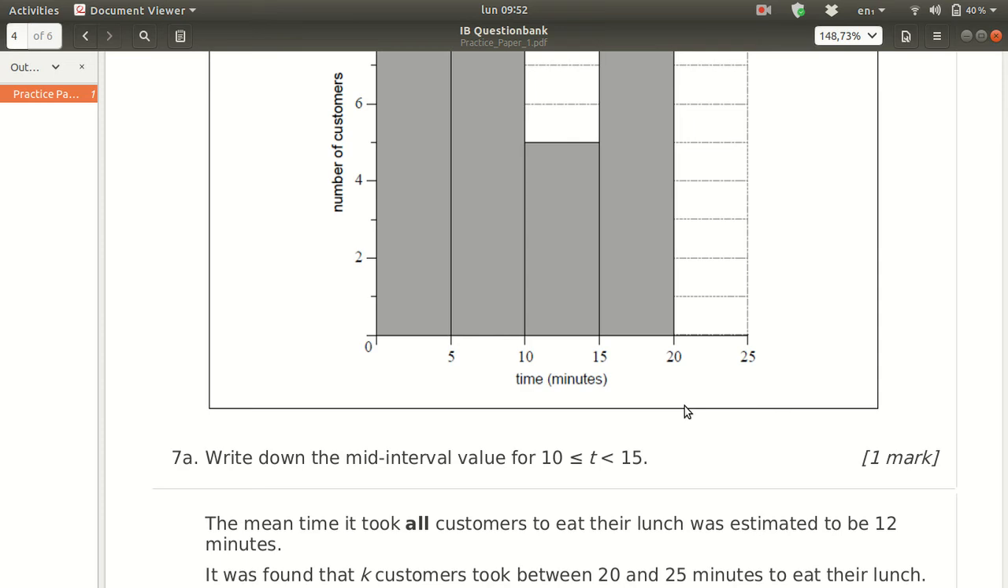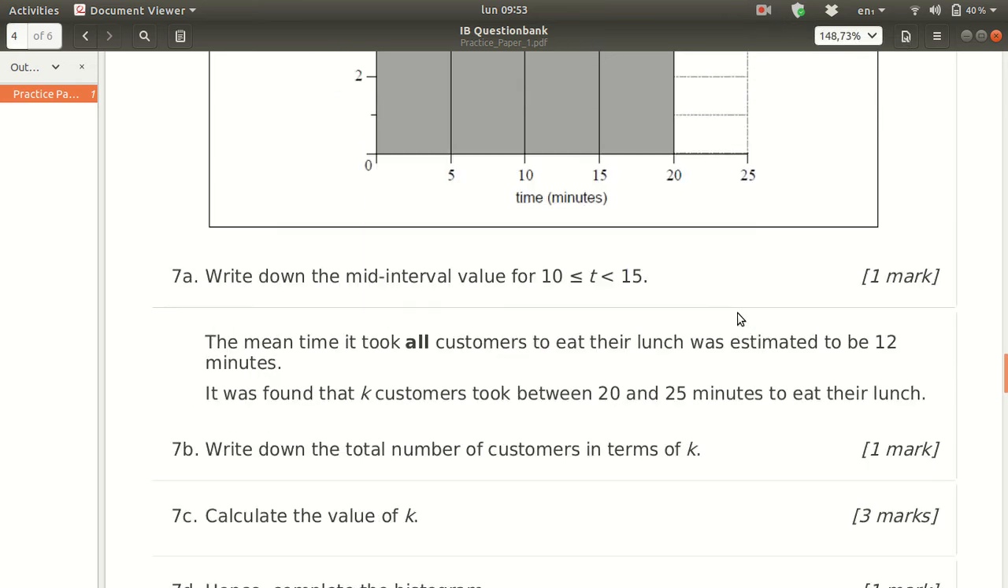So the mid-interval value would be 10 plus 15, and then divided by 2. So 10 plus 15 is 25, and 25 divided by 2 is 12.5. All right, let's take a look at part B.